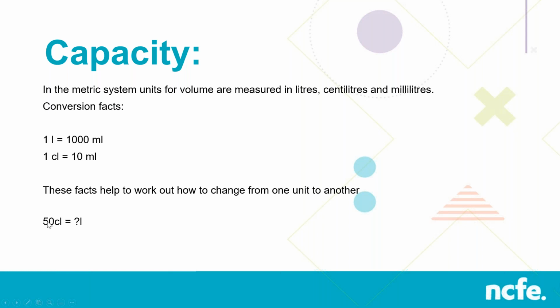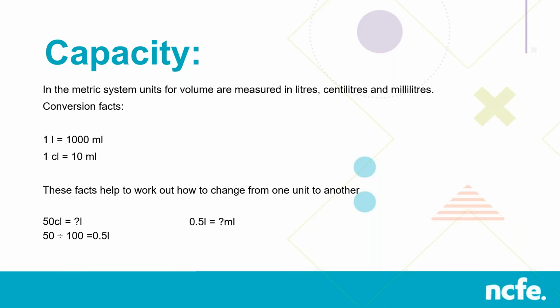So we know that we've got 50 centilitres. How much is that in litres? If we know that 1 centilitre equals 10 millilitres, and 1,000 millilitres is equal to a litre, it means there must be 100 centilitres in a litre. So to convert 50 cl into litres, we simply divide by 100 and we get 0.5 litres. So 50 centilitres is the same as 500 millilitres or 0.5 litres.